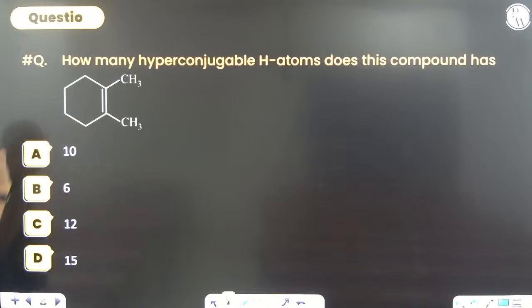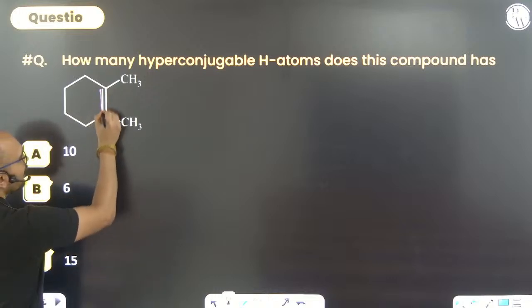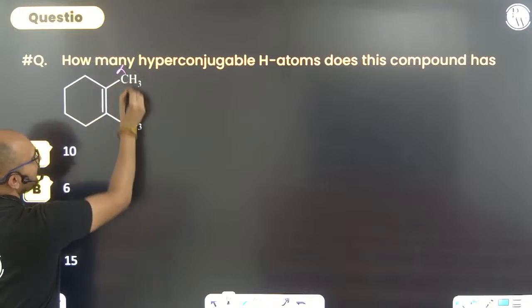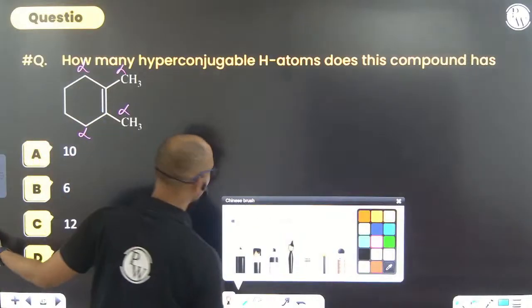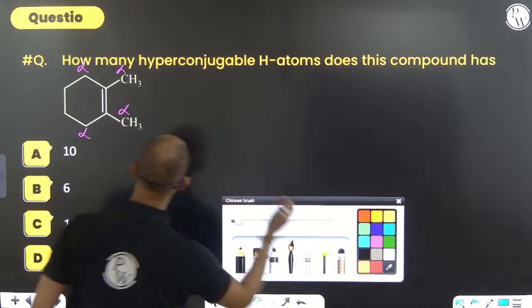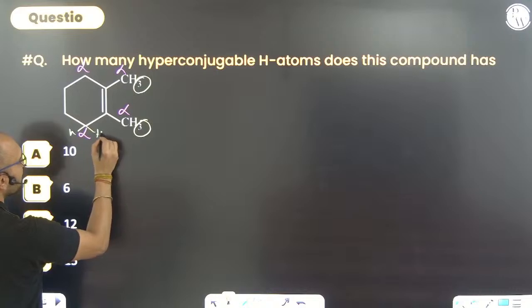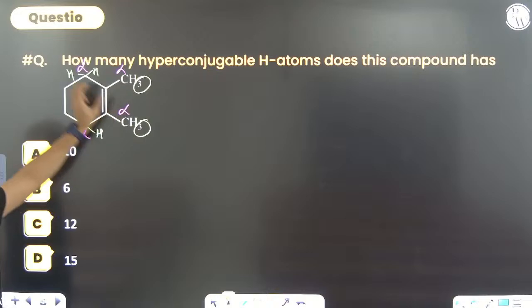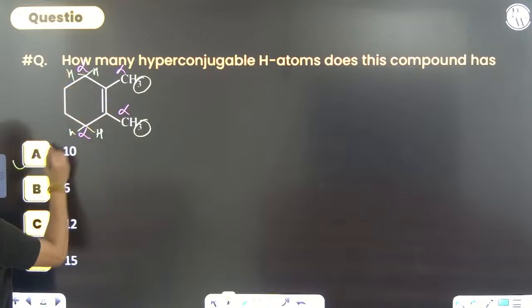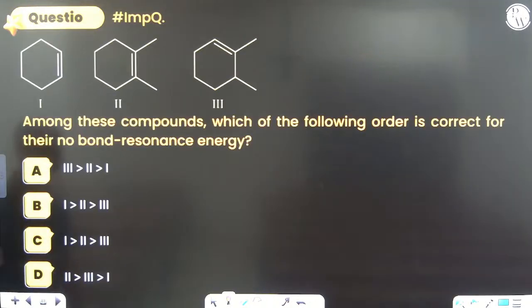Next, move ahead. How many hyperconjugable hydrogen atoms does this compound have? Can you see the double bond? Now how many alpha positions are there? 1, 2, 3, 4. 4 alpha positions. How many alpha hydrogens? Let's find out. 3 alpha hydrogens here, 3 here, 2 here, and 2 here. So 3, 3, 2, 2, that is 10. Overall, 10 hyperconjugable hydrogens is the correct answer.